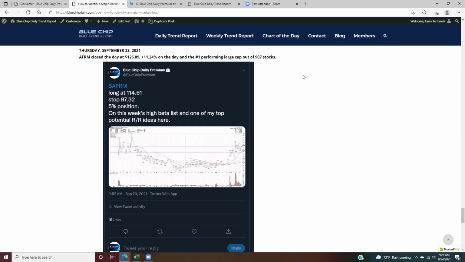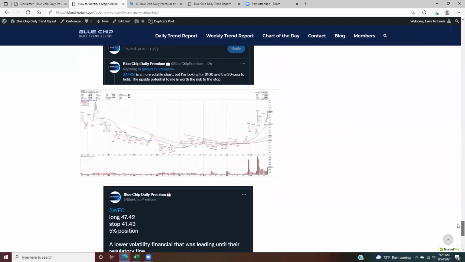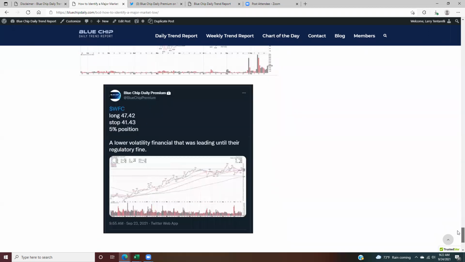So Affirm was the number one performing large cap stock in the market yesterday. I took this position, and it was a nice mover to start with. And I shared with members, this was one of my top potential return versus risk ideas here. It turned out to be the top performer that day. Now I've got a longer term time frame, so I really like the great start, but I'm looking for a bigger move higher if we can get it. And then the second position I took was Wells Fargo in the financial sector, and that also is working pretty well.